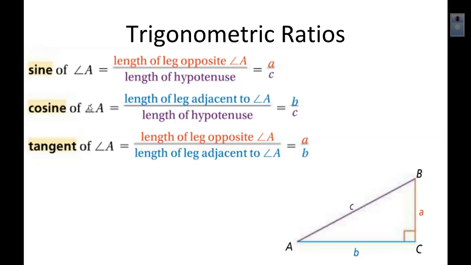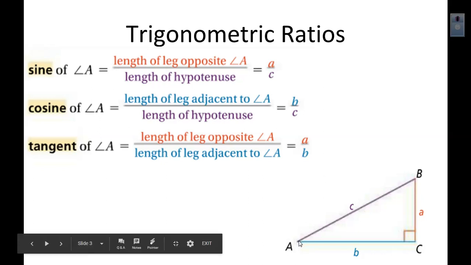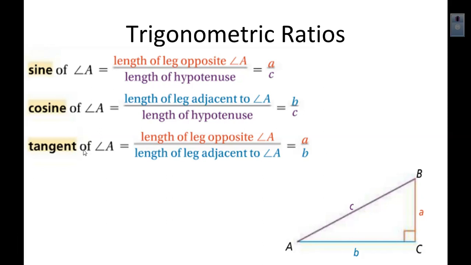Cosine of angle A is going to be the length of the adjacent leg. The adjacent leg means next to angle A, but not the hypotenuse. Notice that C is also adjacent to angle A, but C is the hypotenuse, so it's not a leg. Remember, these two sides here are the legs of the right triangle. They're the ones that meet at a right angle. So the adjacent leg B over the hypotenuse C. And then we have tangent of angle A. Tangent is where we get the opposite of angle A, which is side A, and the adjacent of angle A, which is side B.